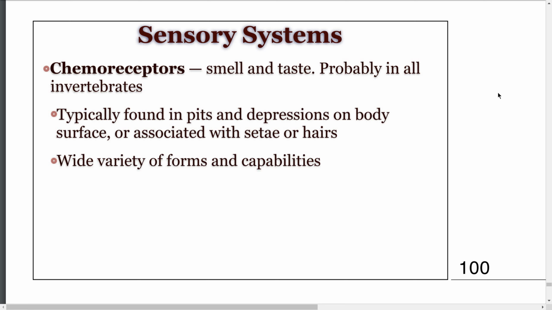And not surprisingly, there are a huge variety of forms. Some have obvious external structures, some are much simpler. The capabilities of chemoreception vary quite a bit among different organisms. And so there's lots of variation that we're not going to get into right now. We'll occasionally see some later on when we look at some of the groups.